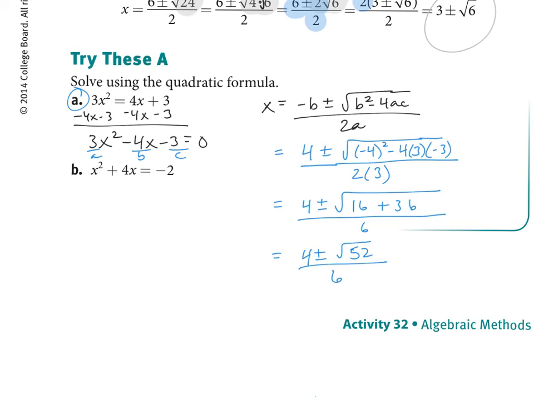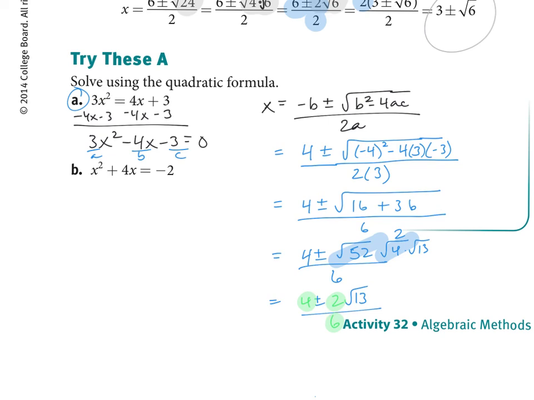So I could rewrite my square root of 52 as the square root of 4 times the square root of 13, which we know the square root of 4 is just going to be a big old number 2. So rewriting this, we have 4 plus or minus 2 square root of 13 over 6. Keep in mind that we have 4, 6, and 2. They're all even numbers there. We can divide 4 by 6 as well as 2 by 6. We can reduce those fractions.